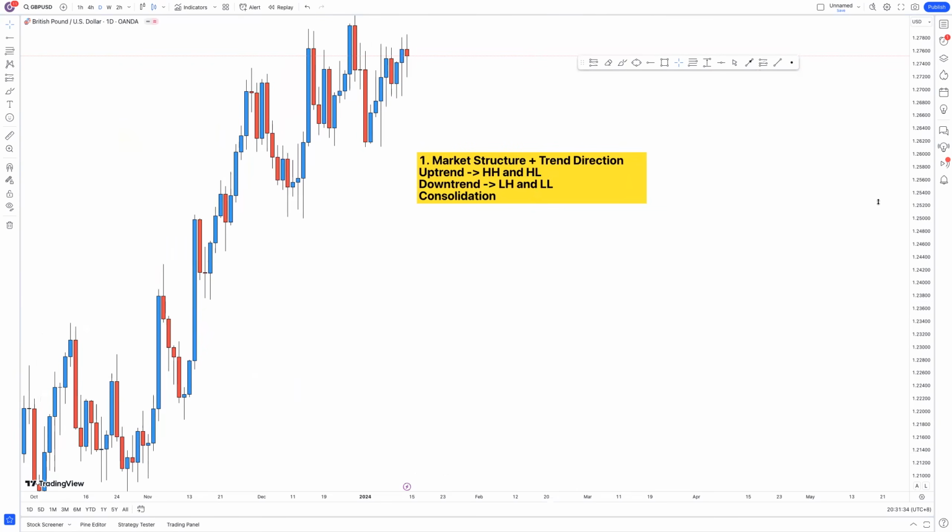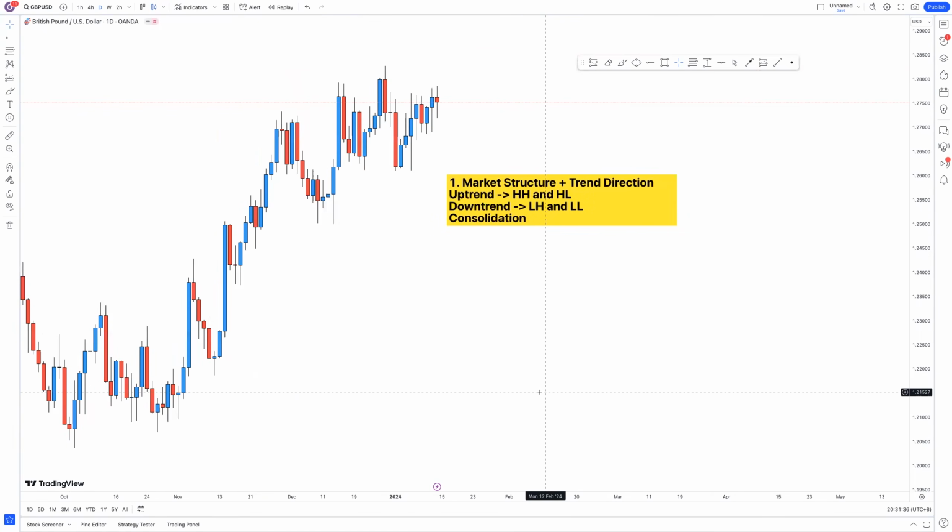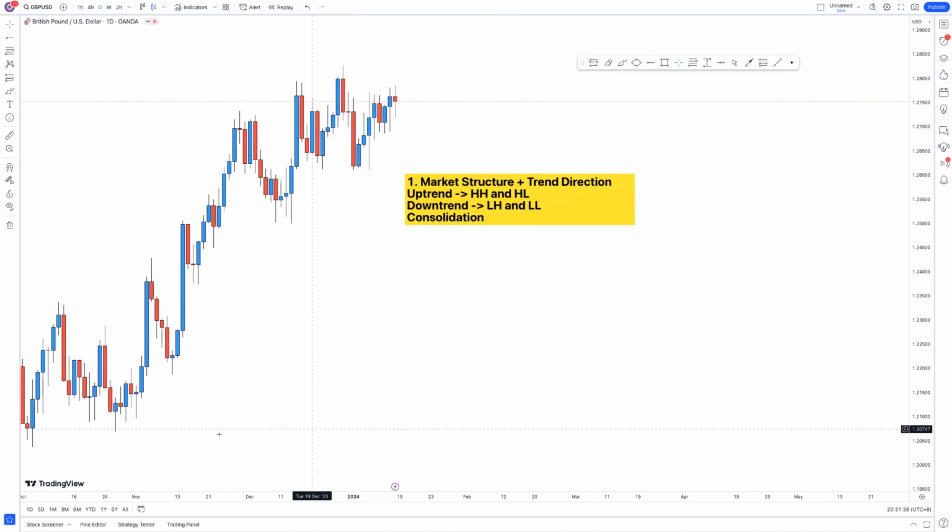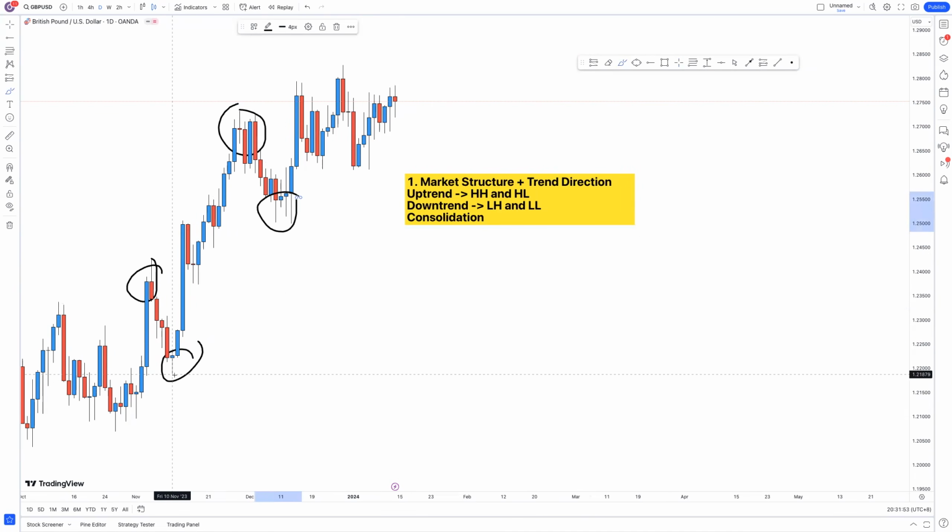So in this case right here, on GBPUSD, look at what price is doing right here. Would you say this is an uptrend, downtrend, or consolidation? It is obviously an uptrend because price is creating higher highs and higher lows. See, higher highs and higher lows. This low is higher than this low. This high is higher than this high right here. So uptrend, price creating higher highs and higher lows.